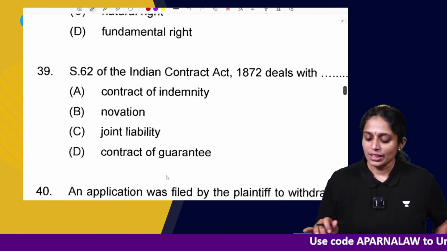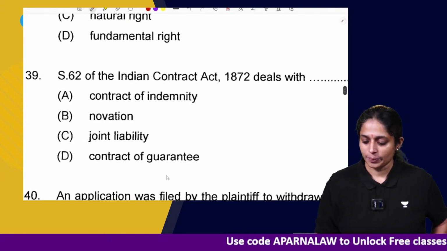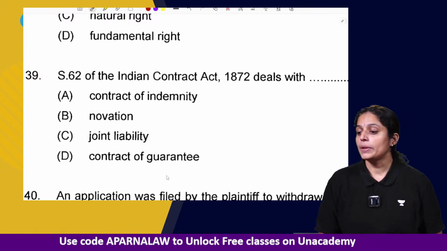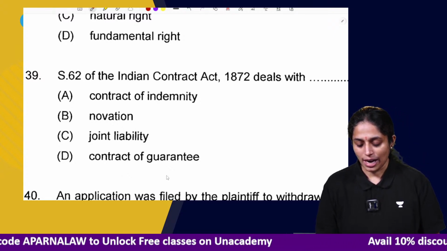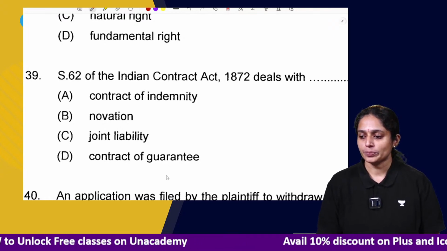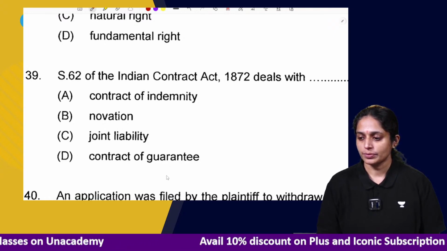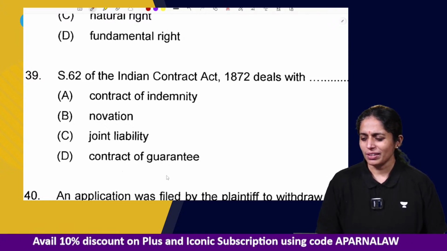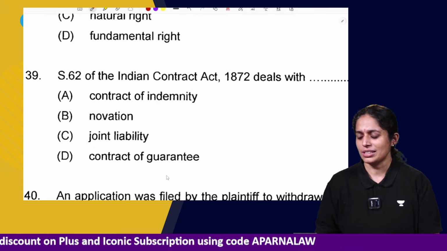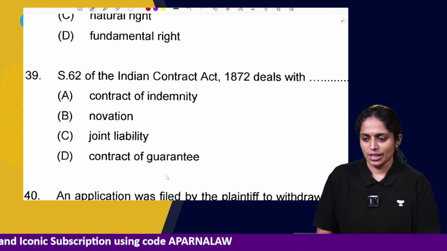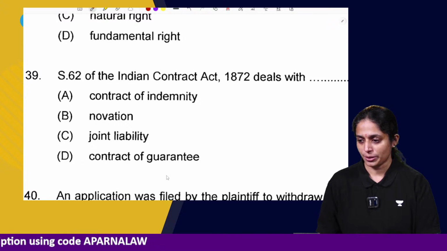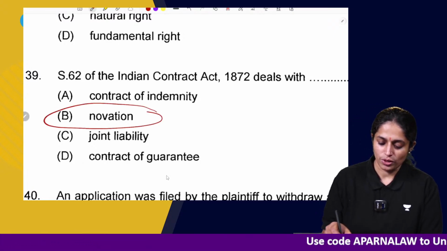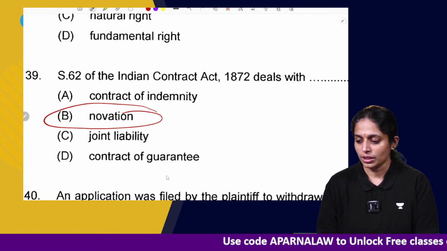39th question. Section 62 of the Indian Contract Act 1872 deals with: A. contract of indemnity, B. novation, C. joint liability, and D. contract of guarantee. What is the answer here? Section 62. I think in yesterday's question paper we had seen this; they had asked differently, like what is a novation. So it is B, novation. Section 62 deals with novation.